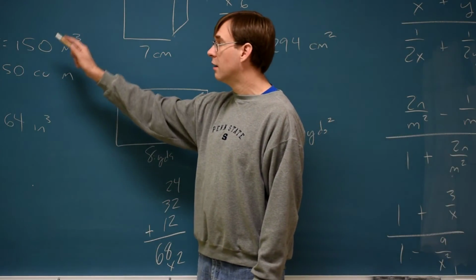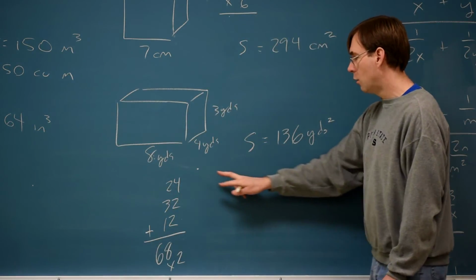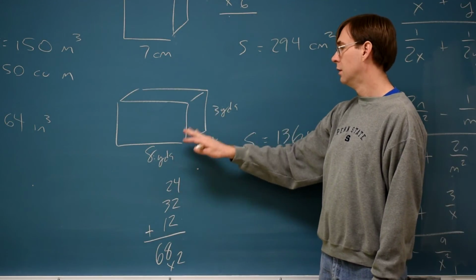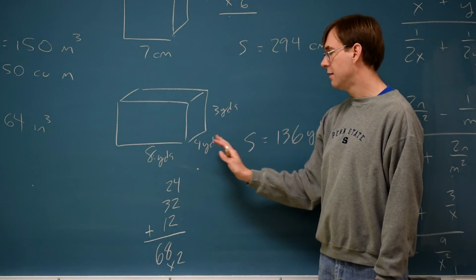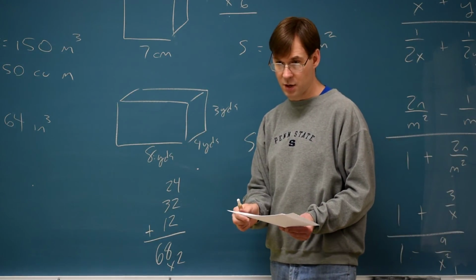Reason being, when we did a volume, we multiplied 3 numbers at a time. When we did a surface area, we only multiplied 2 numbers at a time. 7 times 7, 3 times 4, 3 times 8, 4 times 8. 2 numbers at a time, you get 2s. 3 numbers at a time, you get 3s.